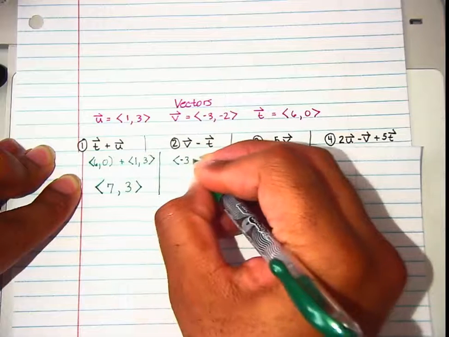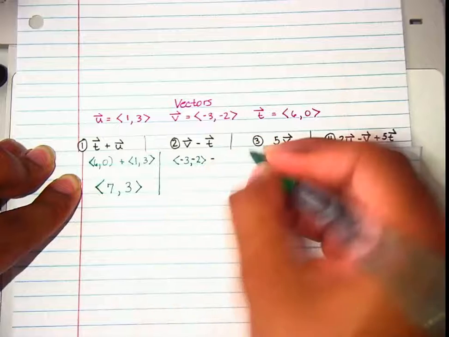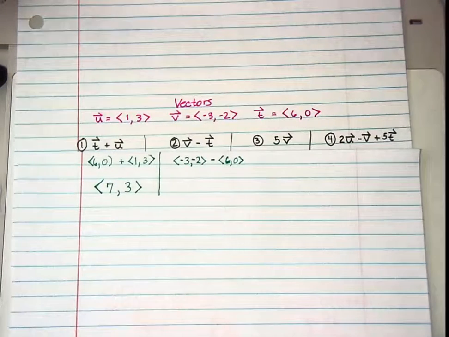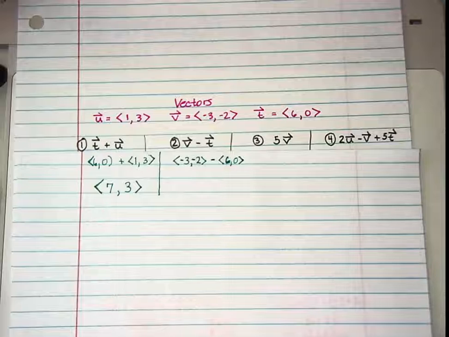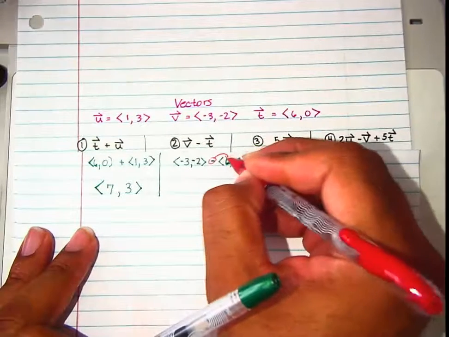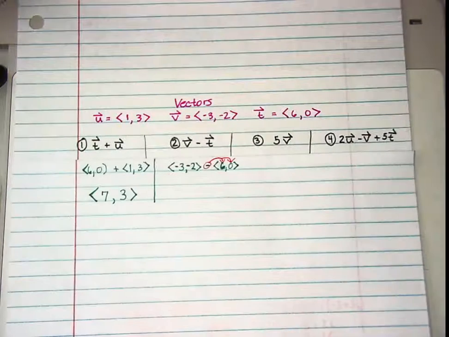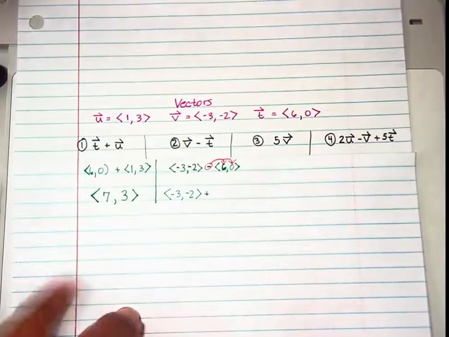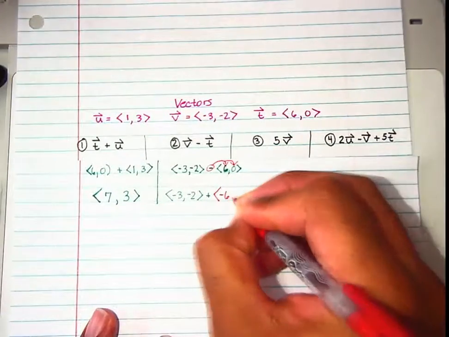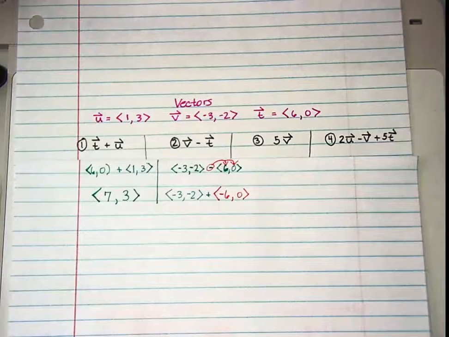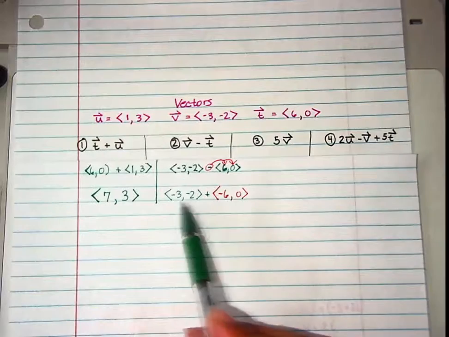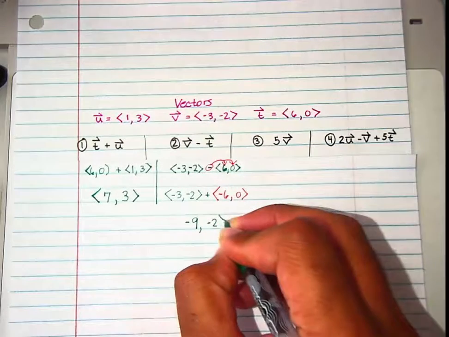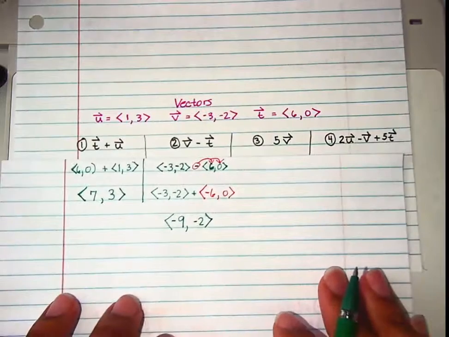All right, so next one is v and t, but we're subtracting this time. All right, so we have our 2 vectors here. We're going to distribute that negative through to the second one, because remember, whenever we subtract, just like we did up top with complex numbers, we have to distribute this. Remember, these are all very similar. The rules are very similar for each one of them. If we distribute that negative, this is negative 6 and 0. And again, we're combining the corresponding parts. So negative 3 and negative 6, we add those together, gives us negative 9. Negative 2 and 0 is negative 2.